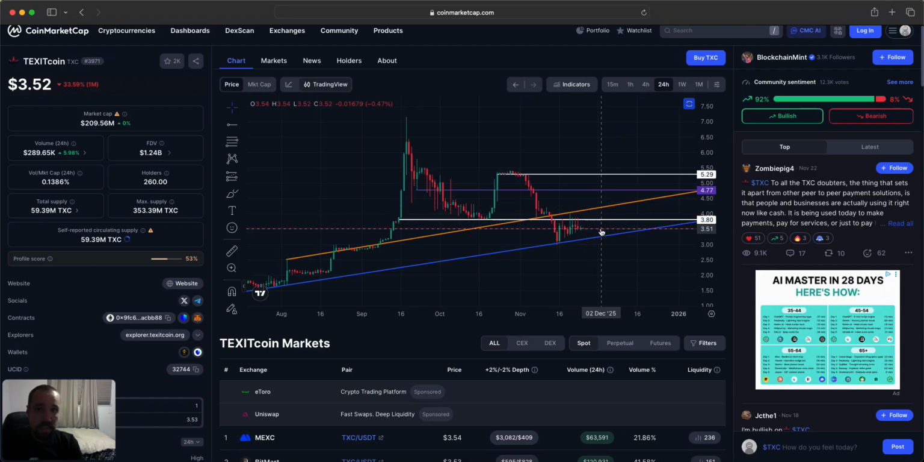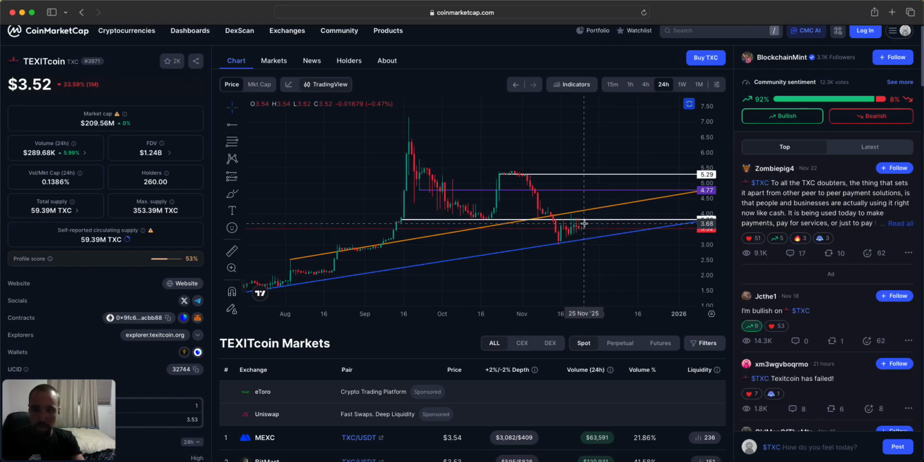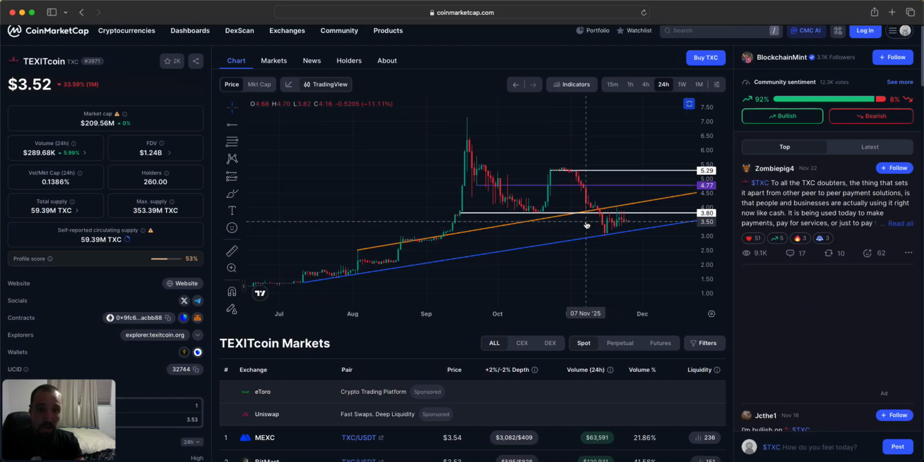Buying at 350 and selling at 7 is a 100% gain, doubling your money in 6 weeks or 2 months or 3 months, whatever it is. That's a great return on investment. And being able to do that is a great advantage of being in early.